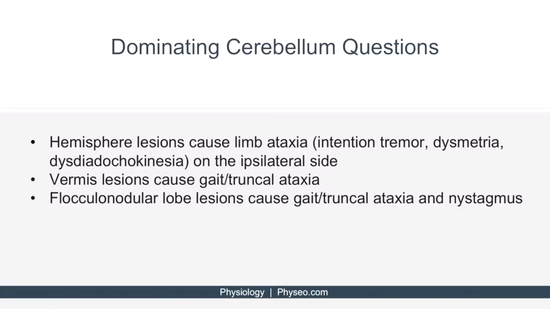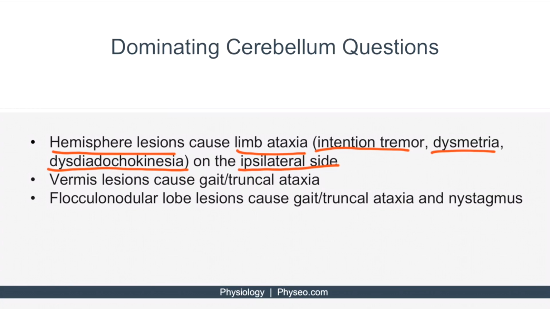Now let's briefly talk about how to dominate cerebellum questions on Step 1. So first, remember that if the hemisphere is lesioned, this will cause limb ataxia. There's 3 things you need to remember about limb ataxia. That's intention tremor, dysmetria, and dysdiadochokinesia. And always remember that the symptoms are ipsilateral. If you damage the right hemisphere of the cerebellum, you'll get right limb ataxia.